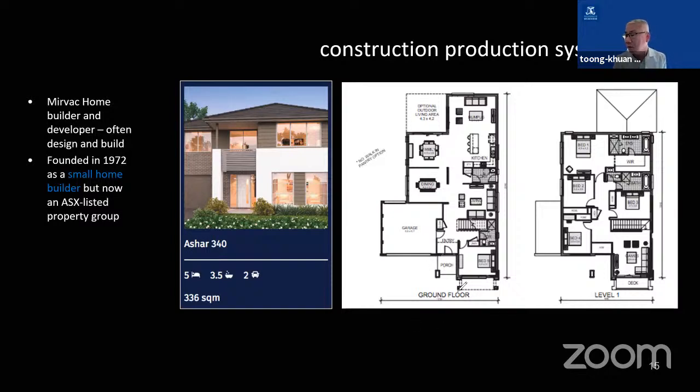It's this ground floor plan. So you can have a look at the pictures on their website. If you just type in Mervac Homes in Google, you should be able to see a picture of a finished house or a render of a finished house. You get to see the floor plans and you get to see the plans for the upper level. So this is a two-story house.